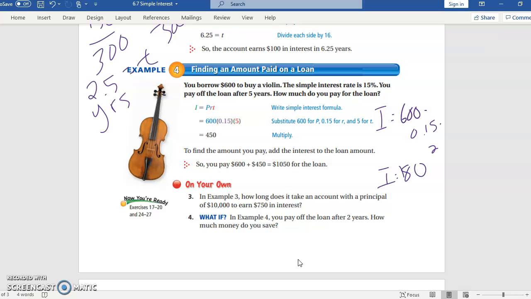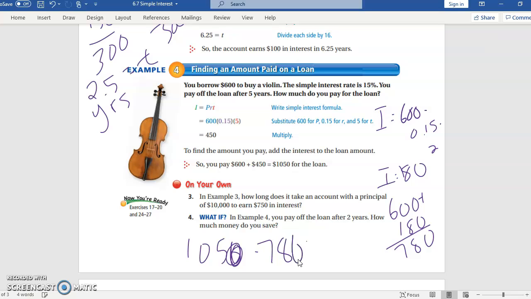So if I add that to my 600 plus my 180, I get 780. It wants to know how much do you save. So then I would take my 1,050 and subtract my 780. So 1050 minus 780, and I get $270, which is a pretty good saving.